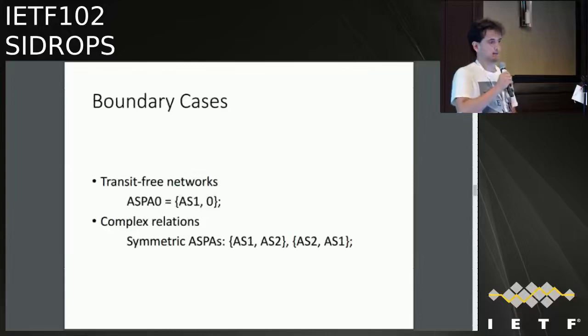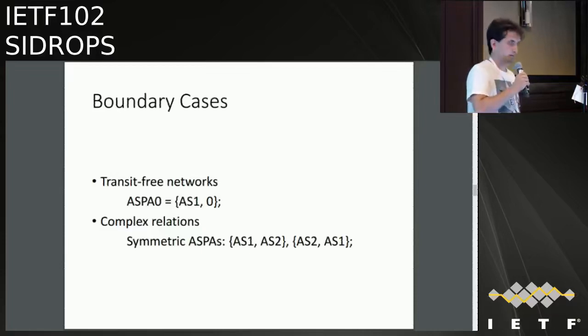Yes. Here's the answer. Just create symmetric ASPAs. That's all you need. It doesn't impose any restriction that one should be only a customer to another. So here it says AS1 is a customer of AS2 and AS2 is a customer of AS1. Yes, and that's all. It just solves the problem. Okay, I need to think about that some more.